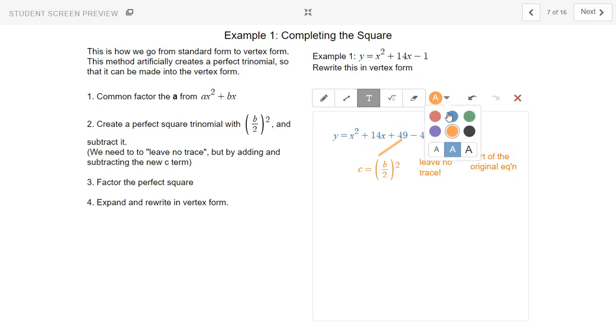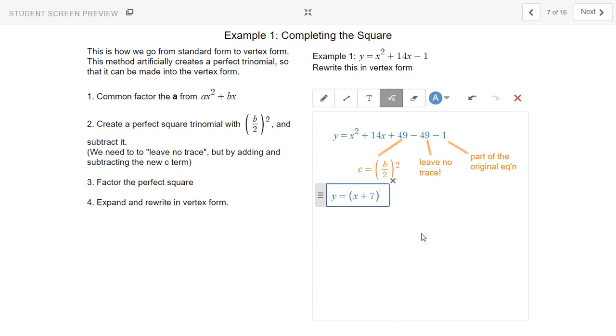Now, let's factor the first 3 terms here because that is part of a perfect square trinomial. We have y is equal to x plus 7 all squared. Now we're going to collect the like terms for what we have left, and that's the last 2 terms, minus 50. Where did we get that?